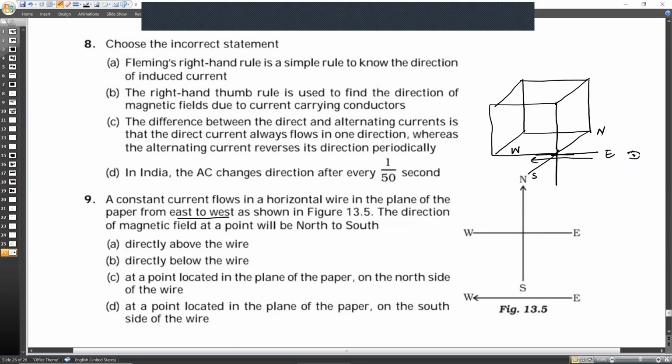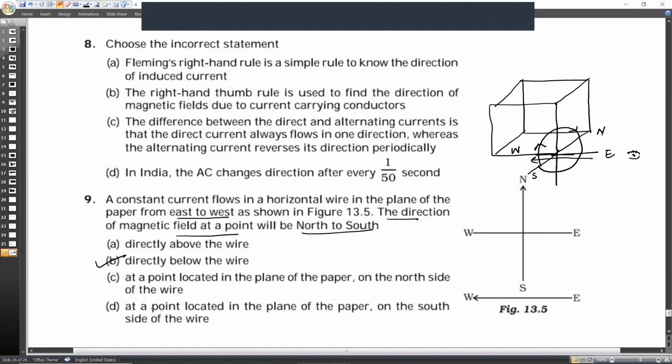If you are observing from here, then it is going away from you, and away from you it is clockwise. So clockwise will be a direction like this. So above the wire it will be south to north, and below the wire it will be north to south. So what is it asking? The direction of magnetic field lines at a point from north to south. So north to south will be below the wire. Okay, B is the correct answer. Just below the wire.